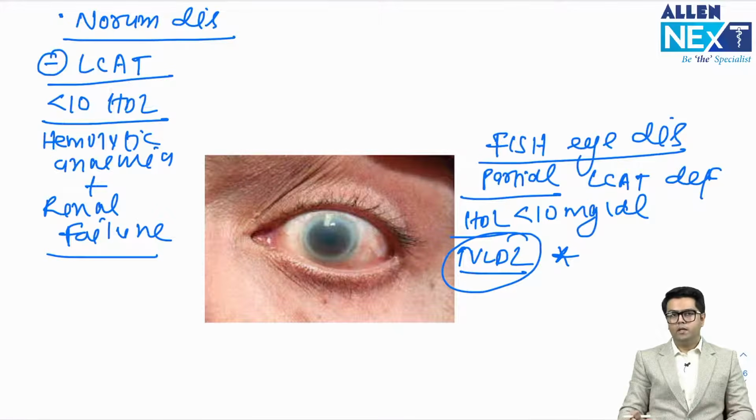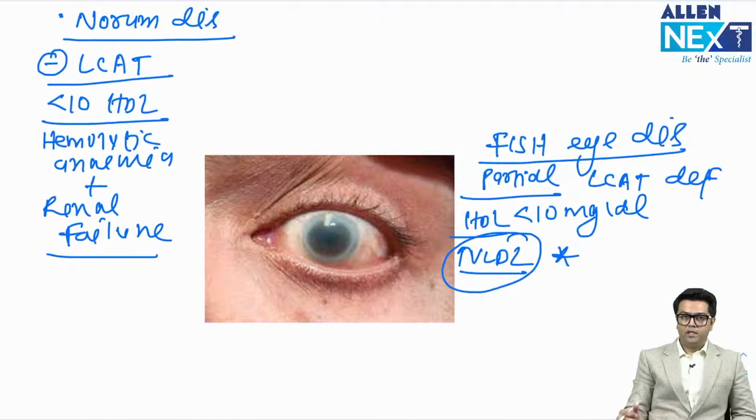But yes, you should be able to answer the two disorders which are of low HDL. First is Tangier's, second is fish eye disease, and LCAT and ABC1 are also part of the pathway that is reverse cholesterol transport by the high density lipoproteins. Clear to all, guys? Okay, there is one more thing here.